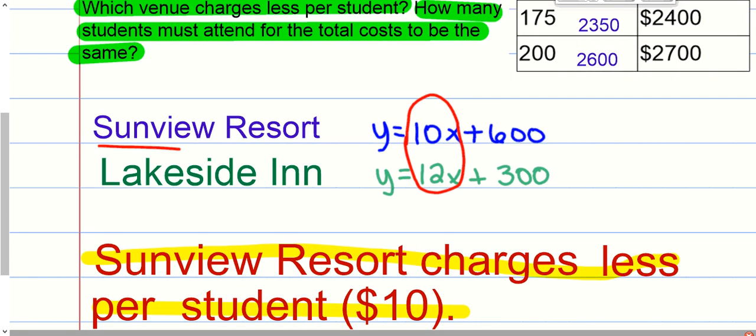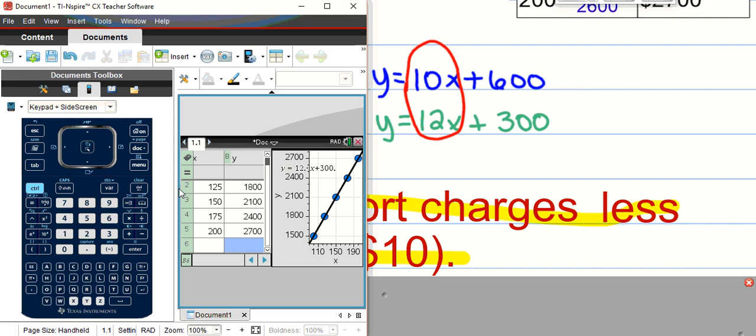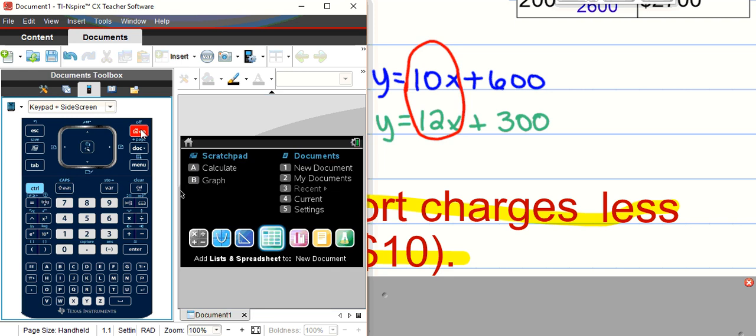Then the second question says, how many students must attend for the total cost to be the same? Well, for that to happen, we want these equations to be equal. There are a couple of ways that we can do this. I'm going to show you how to do this on the graph. You can do this on your paper as well. There's a little bit more room for error if you do it on paper algebraically, but let's do this with a graph. So we're going to go back home.